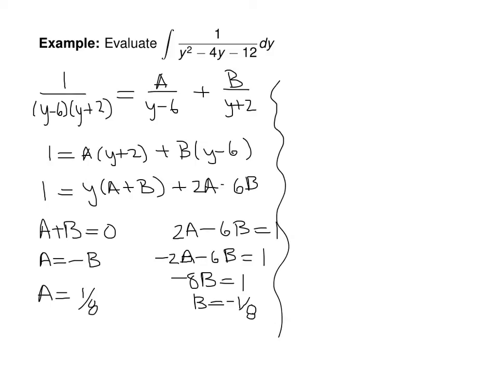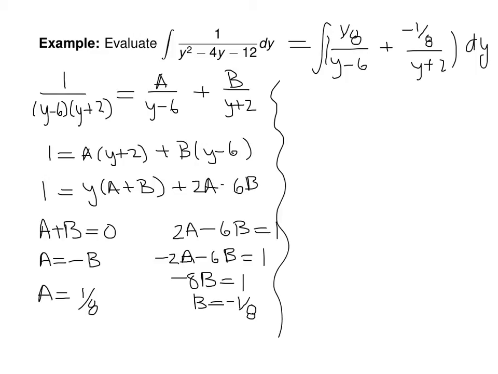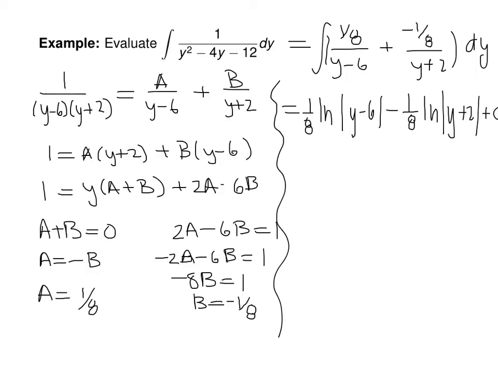And so now the original integral you had is the same thing as the integral of 1/8 over y minus 6 plus negative 1/8 over y plus 2. And integrating each part individually, we'll have 1/8 ln absolute value y minus 6 minus 1/8 ln absolute value y plus 2 plus C. The integration part is often not very difficult with these. The hardest part is breaking them up.